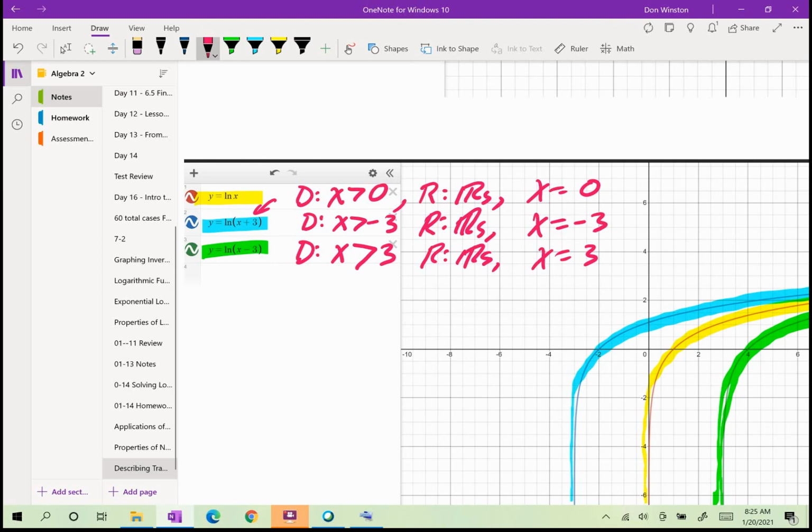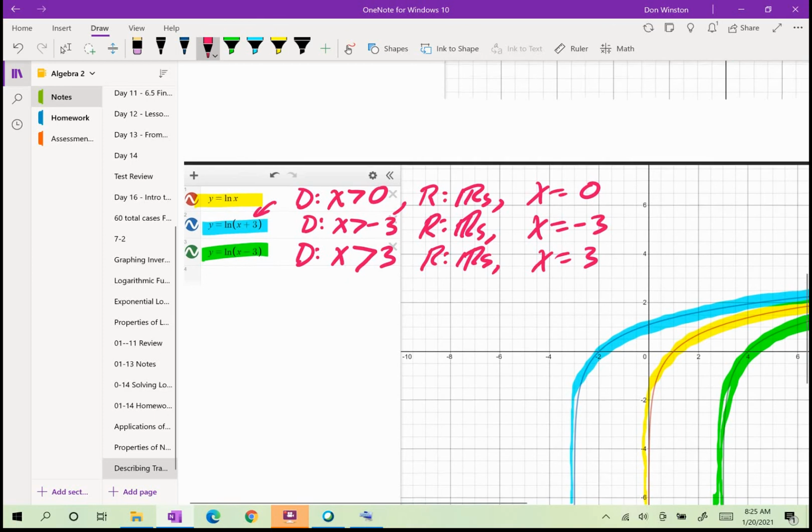Okay. So for that one there, you should be able to describe the domain, the range, and the asymptotes for the inverse function of e raised to the x.